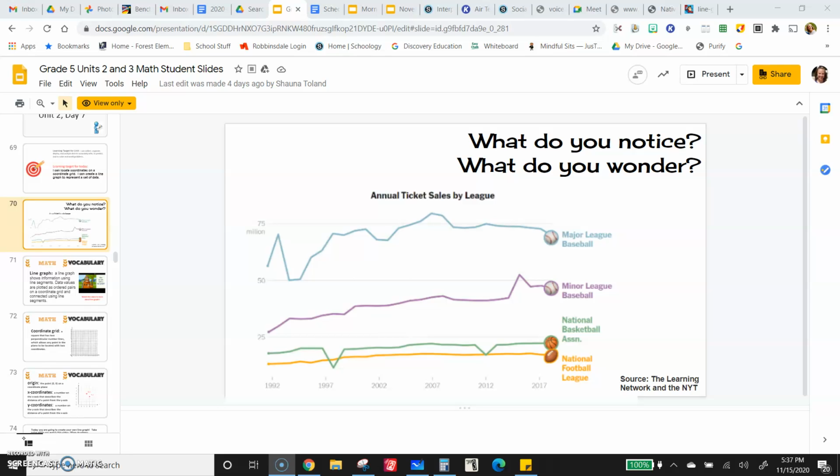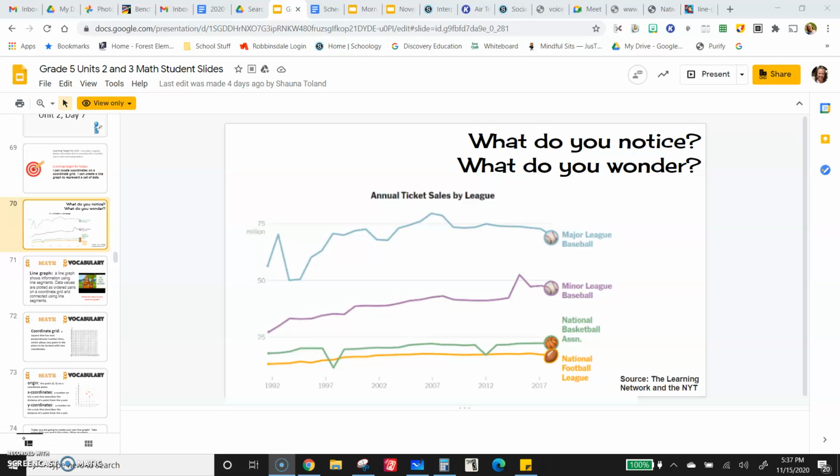Now, one thing I want to point out is that we have to be really careful when looking at graphs because this says annual ticket sales by league. So we have Major League Baseball, Minor League Baseball, National Basketball Association, and National Football League. Now, I might be tempted to look at this graph and say, wow, baseball is so much more popular than football. Look at how many more tickets they sold.